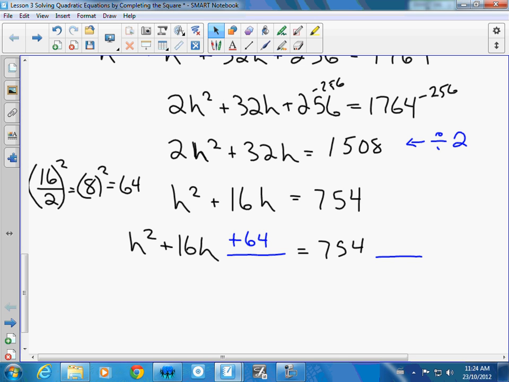In the past, we added and subtracted. But because they're on opposite sides of the equal sign, if you add 64 to the left, you add 64 to the right. You see how it's slightly different? It's still completing the square, but we've changed the way it works. Okay, so we add 64 here.